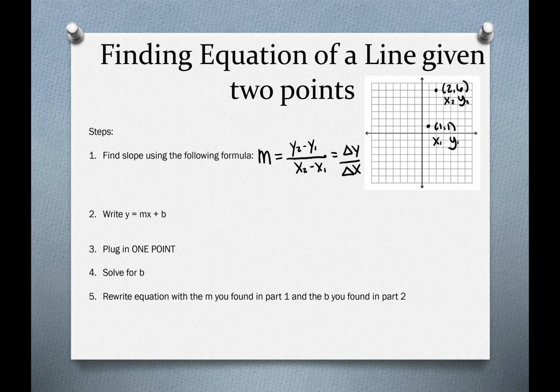All right, let's go ahead and plug this in. This is going to give us our y2, which is 6, minus our y1, which is 1. And then we're going to have in the denominator our x2, which is 2, minus our x1, which is 1. And this is going to give us 5 over 1, which is 5. So what did we just find? Well, we just found that the slope is a rise of 5 over 1. In other words, our slope is 5.